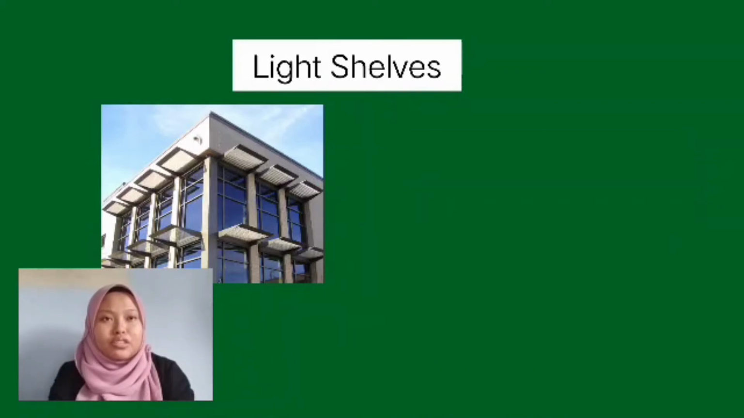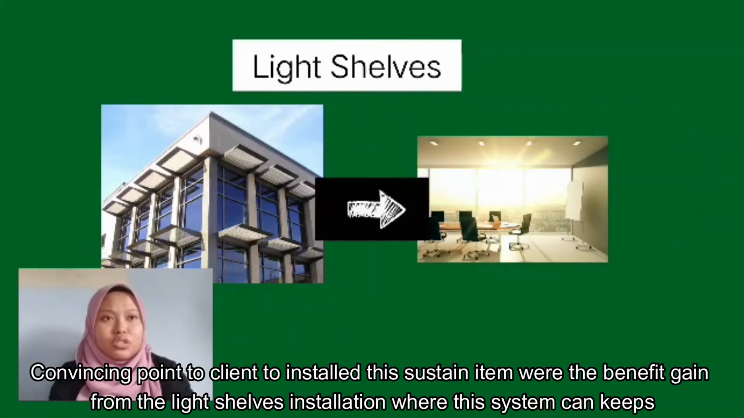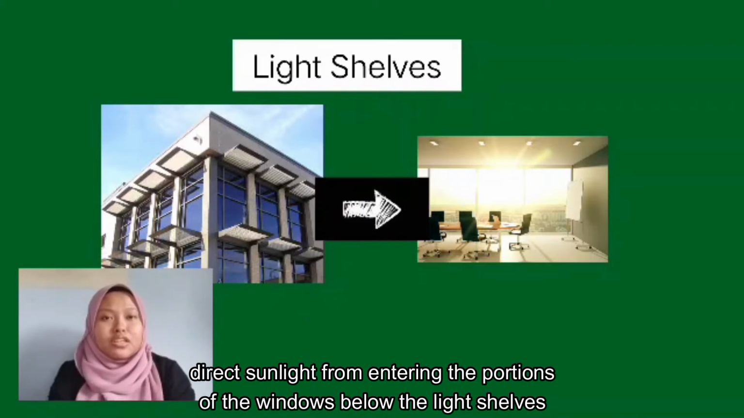A convincing point for the client to install the sustainable item is the benefit gained from the light shield installation, where the system can keep direct sunlight from entering the portions of the window below the light shield.